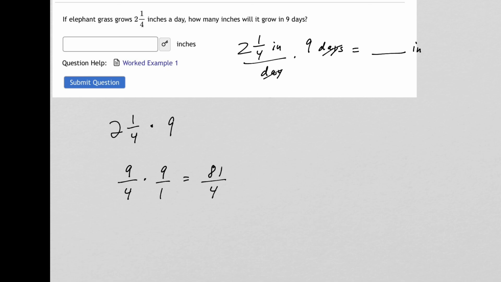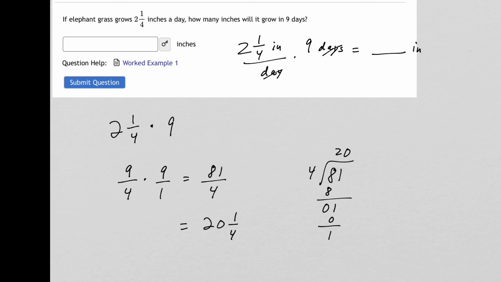And then since they gave a mixed number in the question, they may want the answer as a mixed number. Probably it would be fine if you put 81 over 4, but let me write it also as a mixed number. So 4 goes into 8 twice. Right, 2 times 4 is 8. I subtract that, 0, bring down the 1. 4 goes into 1 0 times. Right, so 0 times 4 is 0. Subtract, have 1. So this is going to be the same as 20 1/4.